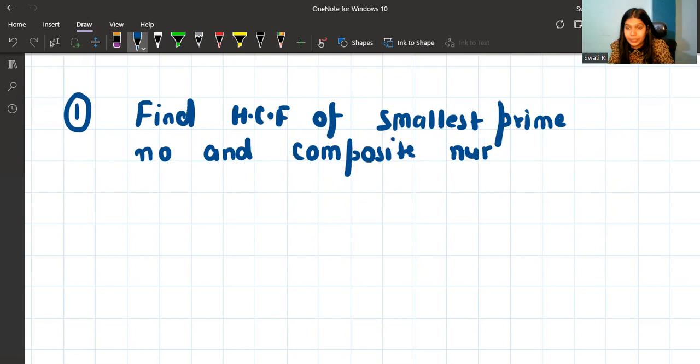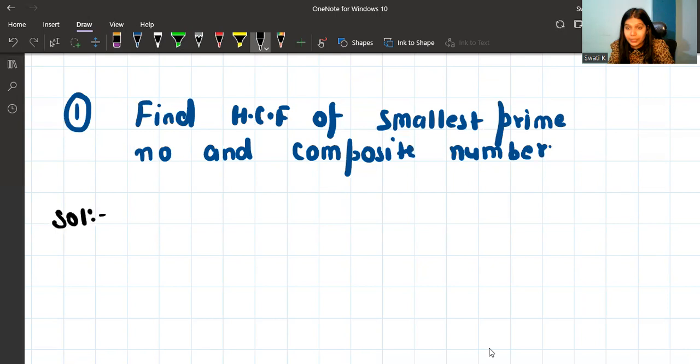Okay, let us first understand what is the meaning of prime number and what is the meaning of composite number. Simple. Prime numbers are those numbers which have exactly two factors, and that is 1 and the number itself. That is called a prime number. If it has any other factors other than 1 and the number itself, then it is going to be a composite number. So it's very simple. So we have to find out the HCF. Now, what is the meaning of HCF? HCF means highest common factor. Let's understand how to do it.